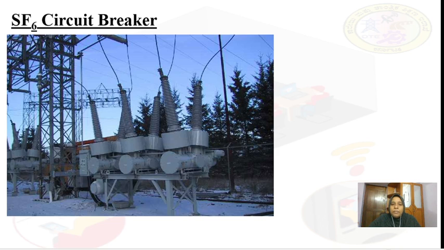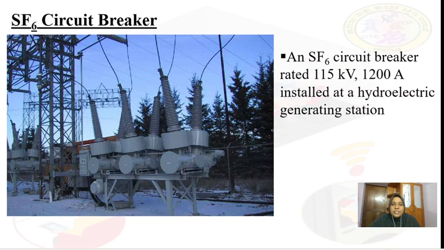So the image that you can see here is a typical SF6 circuit breaker. It is of the rating 115 kV, 1200 amps. It is installed at a hydroelectric generating station. This is how an SF6 gas circuit breaker looks.